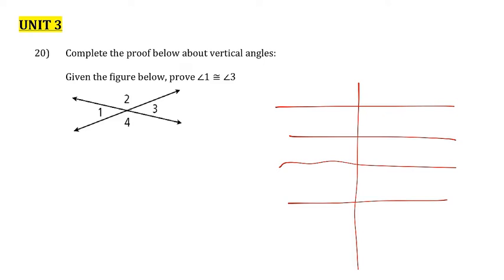Our given information here is really that angle 1 and angle 3 are vertical angles. Okay, that's kind of like your given. Now that's not the super important part of this proof.